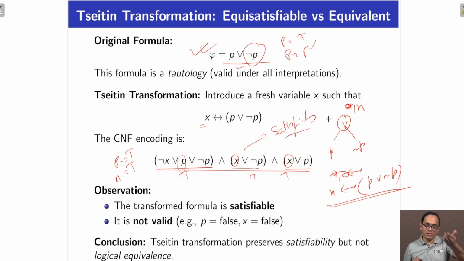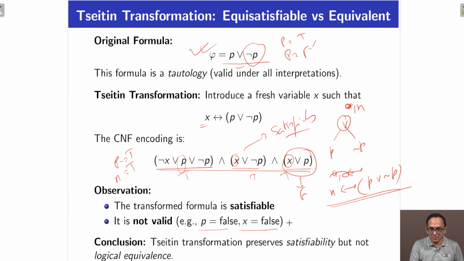So, if the original formula is satisfiable, this is also satisfiable. So, equisatisfiable. Now, let us say I have taken P equal to false and X is also false. So, P is false and X is false. So, what will happen? X is false, P is also false. So, this will become false, right. And then the entire CNF formula will be false.